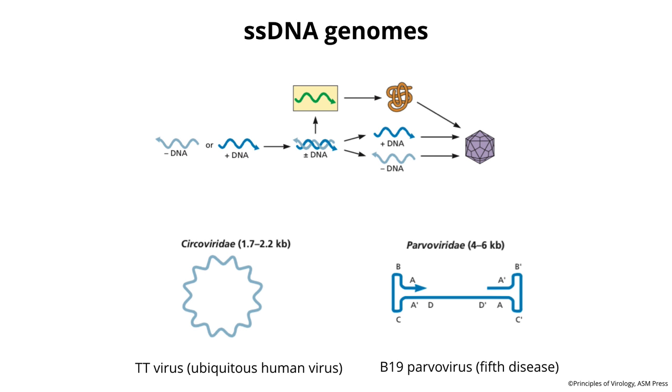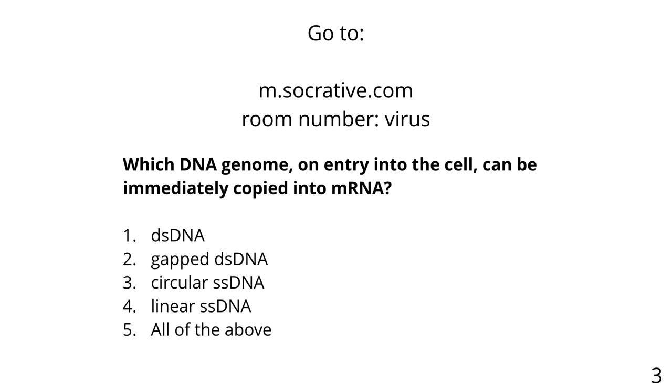You see, it all makes sense if you remember a few rules, and one of them being double-stranded DNA is the only DNA template for mRNA synthesis. Next question is, which DNA genome on entry into the cell can be immediately copied to mRNA? Double-stranded DNA, gapped double-stranded DNA, circular single-stranded DNA, linear single-stranded DNA, or all of them?